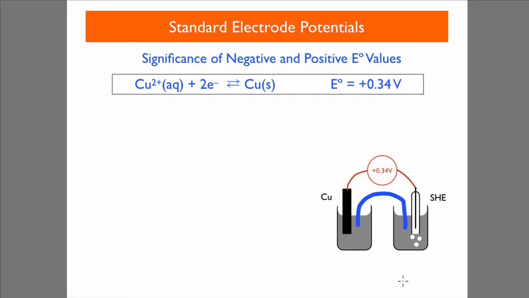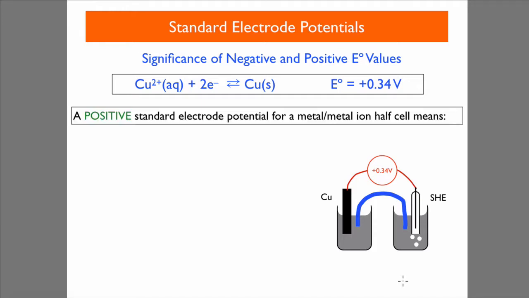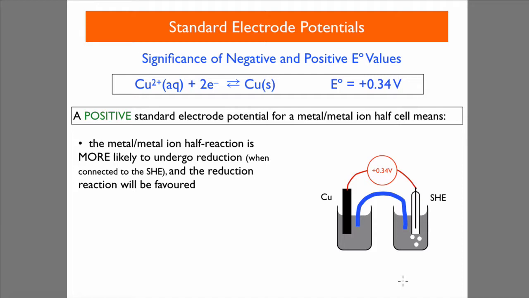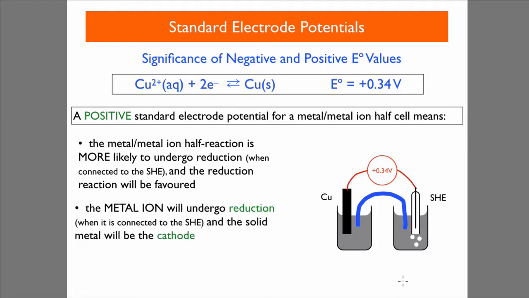Significance of positive values. A positive standard electrode potential for a metal ion half cell means that the metal ion half reaction is more likely to undergo reduction when connected to the SHE, and the reduction reaction will be favoured. The metal ion will undergo reduction, and the solid metal will be the cathode.